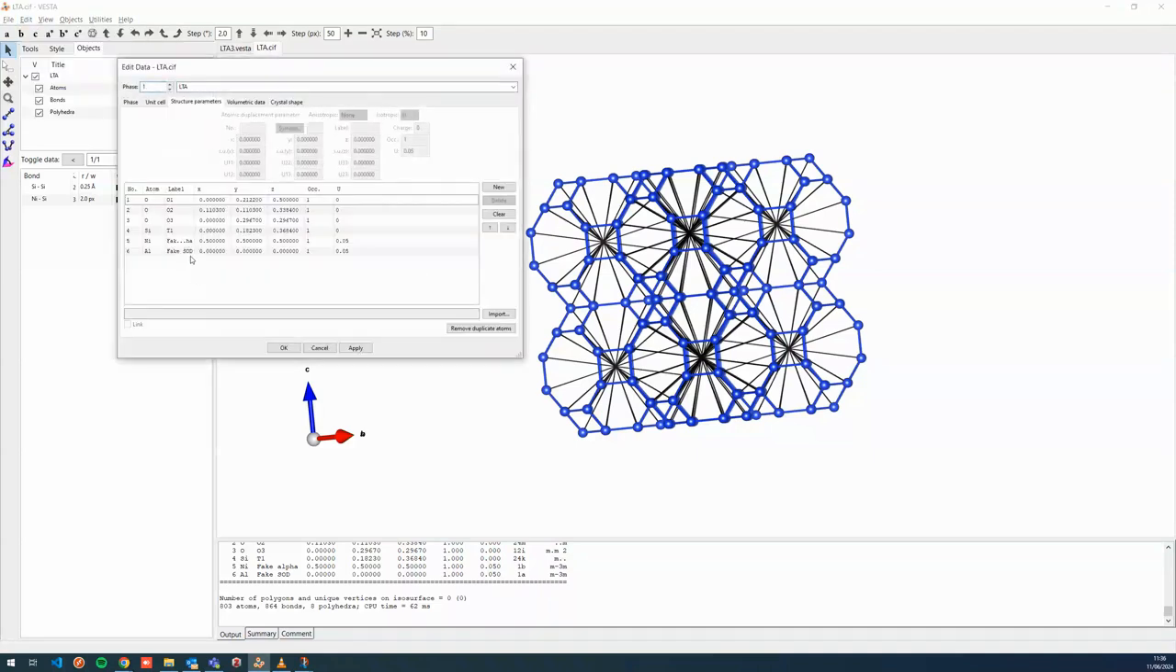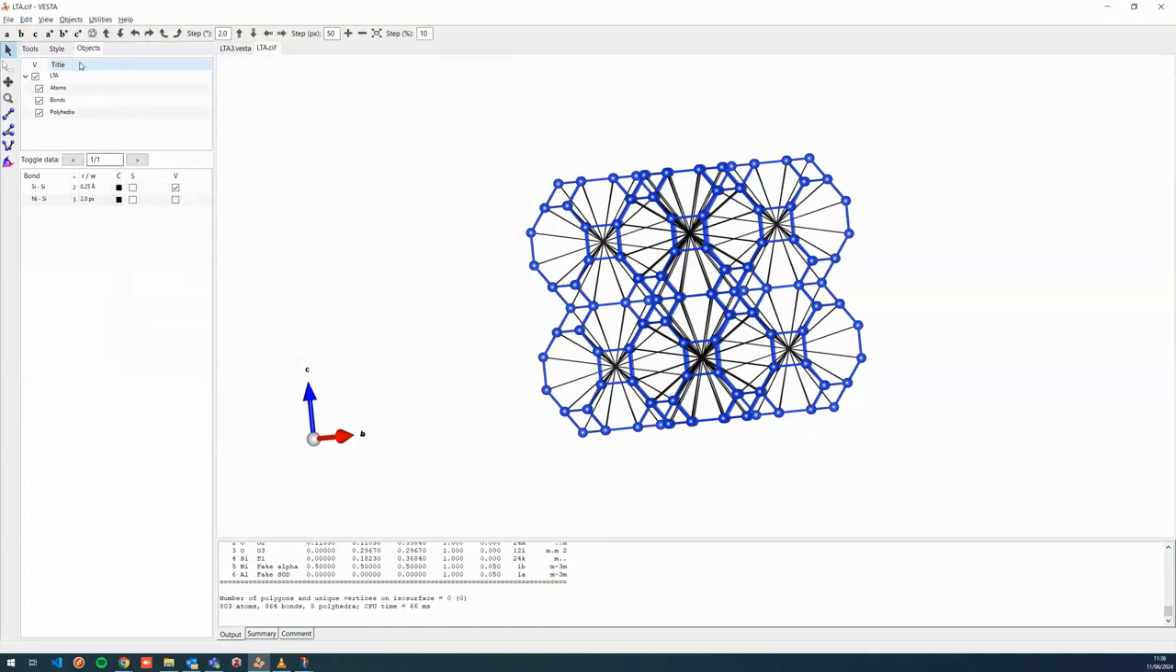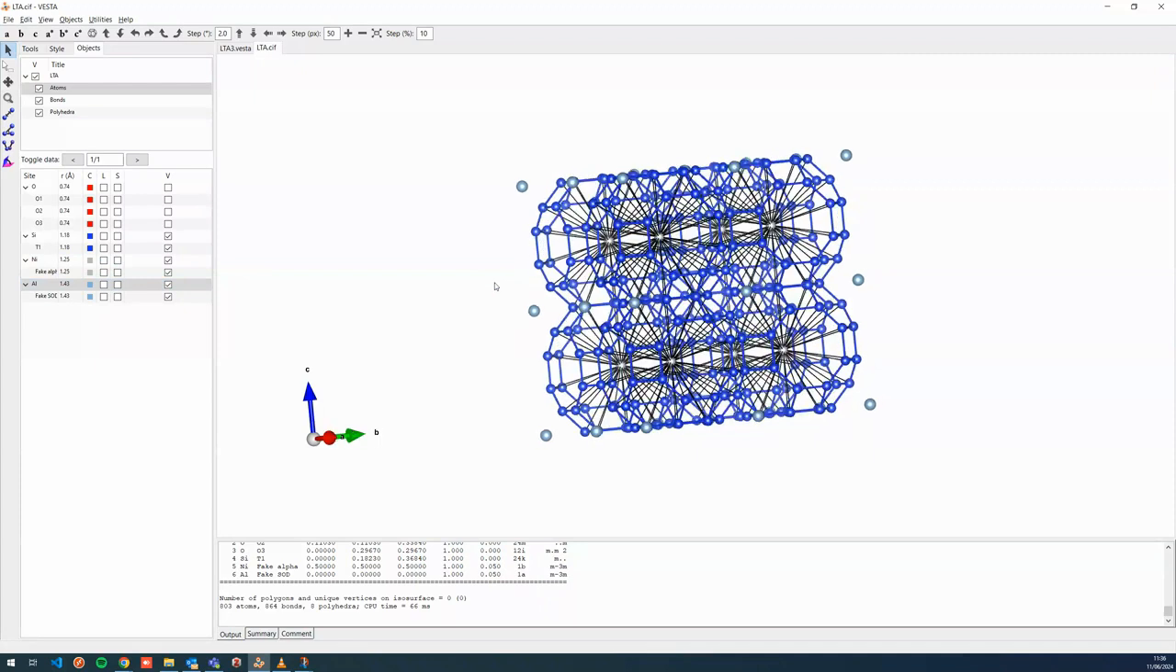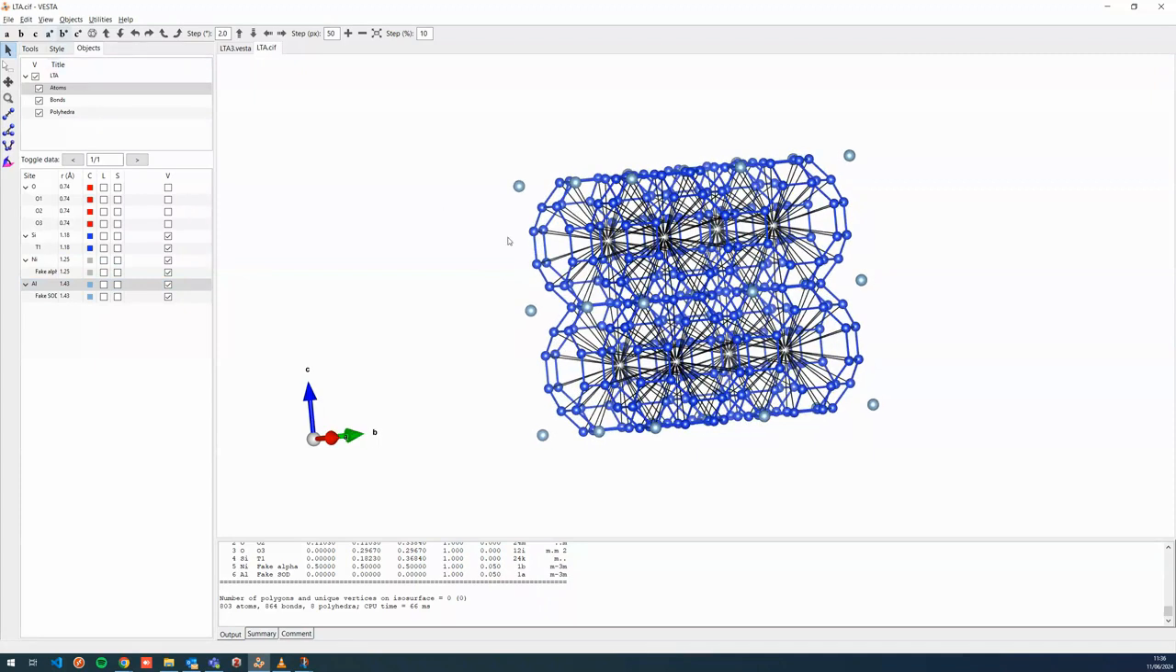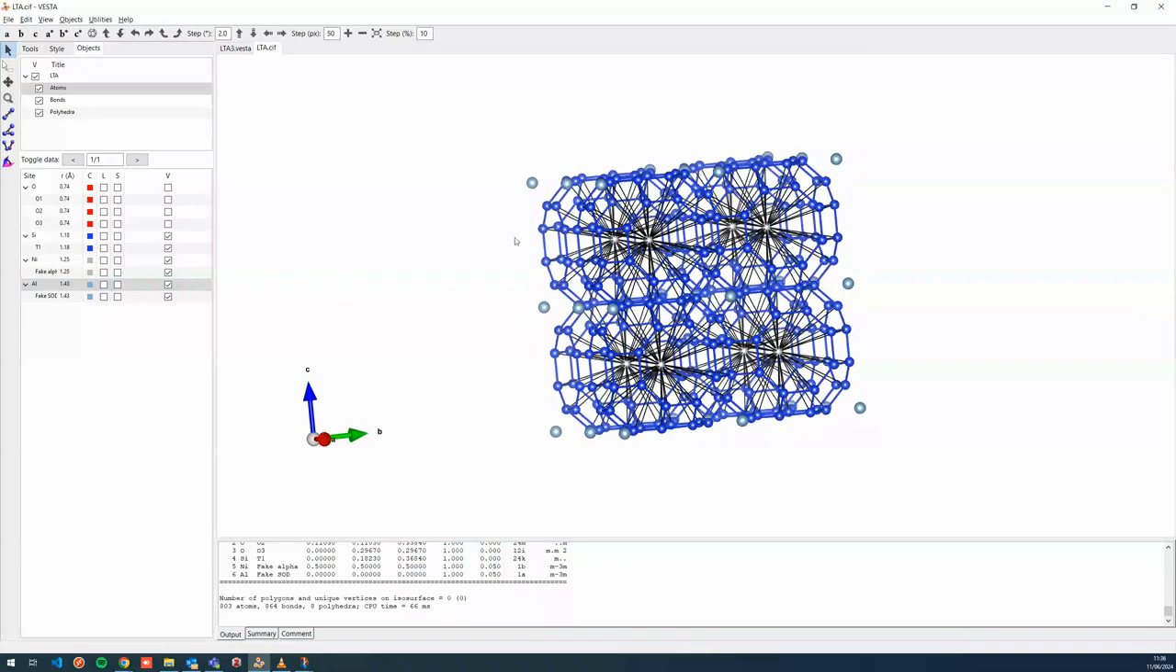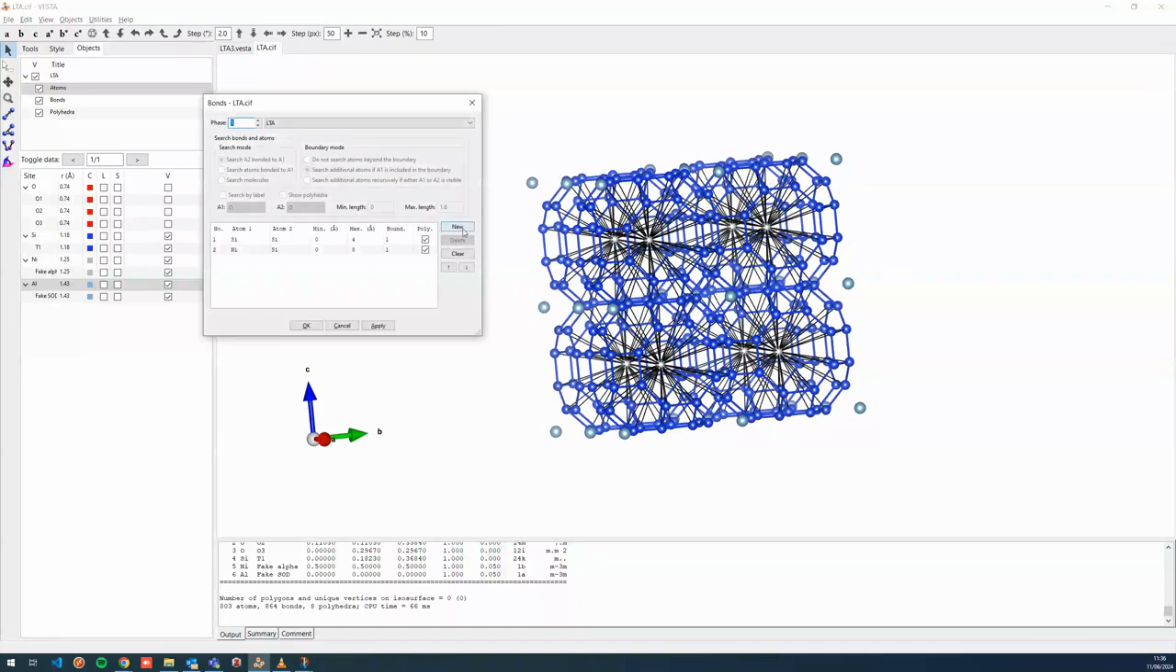Let me see. Yes, like this, that's perfect. The atoms are not showing for some reason. Like this. Yes, you see it. Sometimes it's a bit buggy, but don't worry, you'll get there. Again, we open the bonds menu, because now what we want to do is create bonds between the silicium atoms and this fake atom, the aluminium atom that we added, like so.